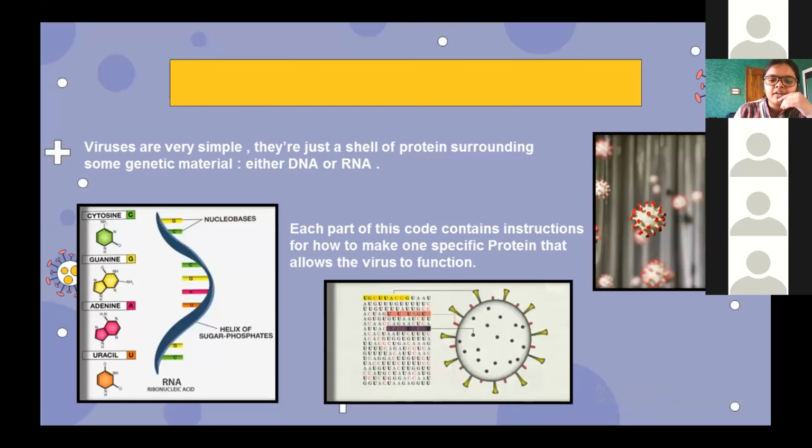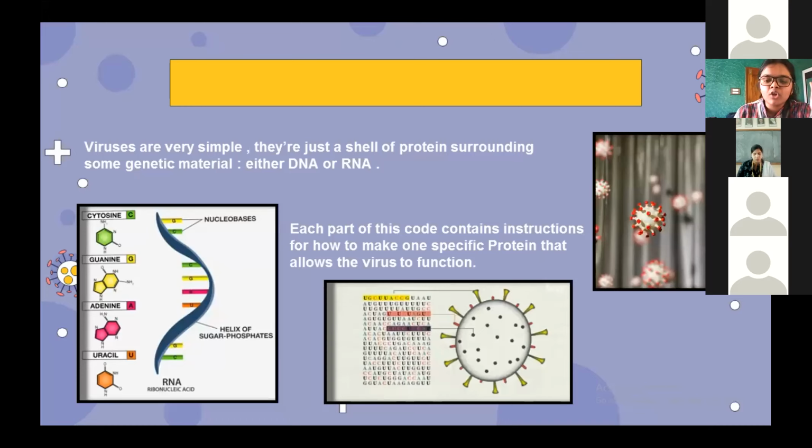Talking about viruses, they are the simplest beings in the world, having a sheet of protein surrounding some genetic material, either DNA or RNA. The only motto of a virus is to reproduce more of itself. Talking in particular about SARS-CoV-2, the genetic material is RNA.